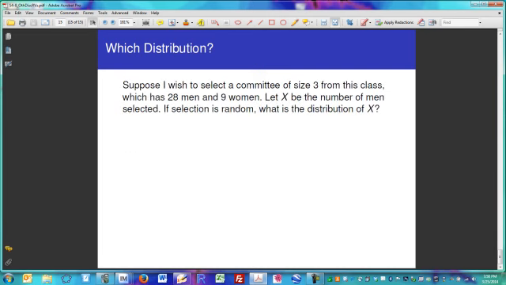So suppose I wish to select a committee of size 3 from this class, and suppose the class has 28 men and 9 women. Let X be the number of men selected. If selection is random, what's the distribution of X?